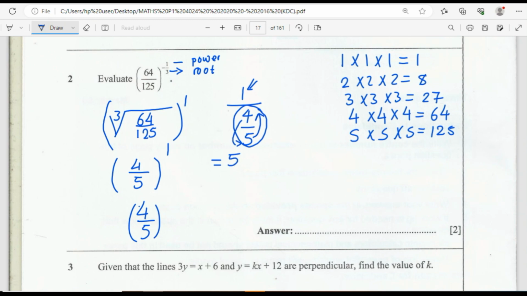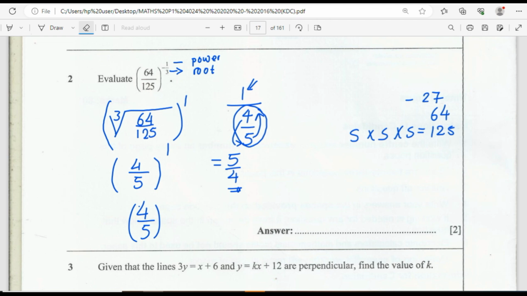So our final answer is 5 over 4. Then for those that may find it easy to do it all at once without ignoring the negative, it's okay, you can do that. What is important is you need to look at what works for you as a person, because sometimes what may seem simple for me may seem hard for you. So if that is the case, then you can handle it at once.